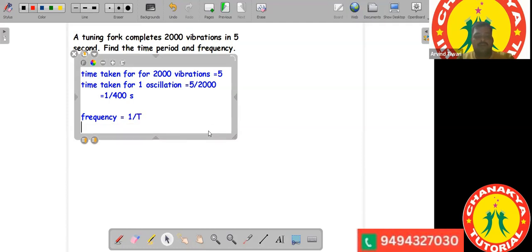And this will be equal to your 400. So 400 unit will be hertz. So is there any difficulty in these questions? Very simple, but you are skipping the steps. That's why you are getting the wrong answers. Right? So I hope you will not skip the steps.